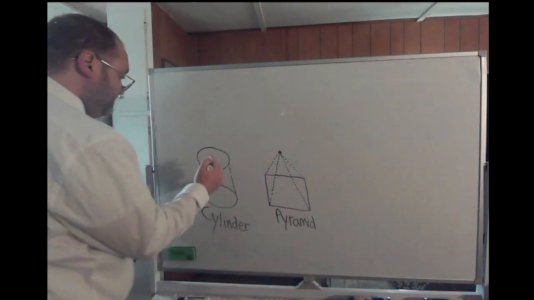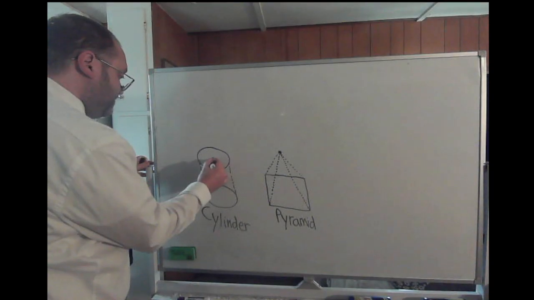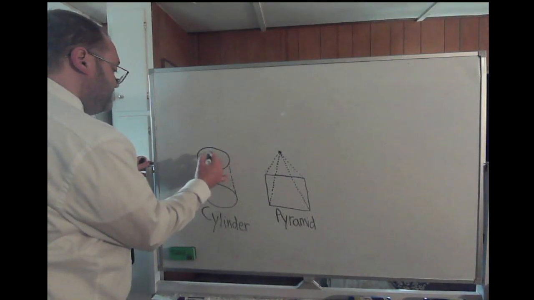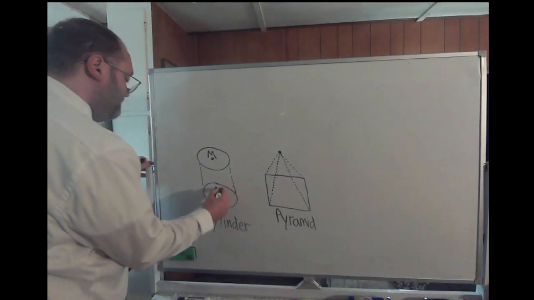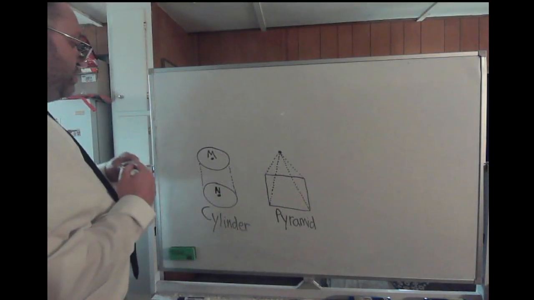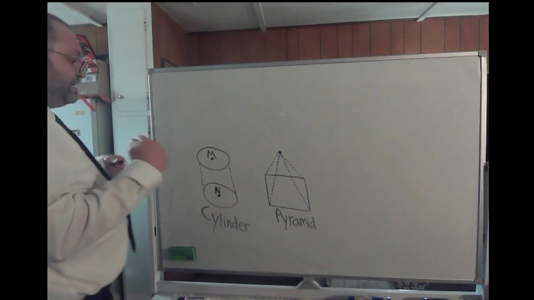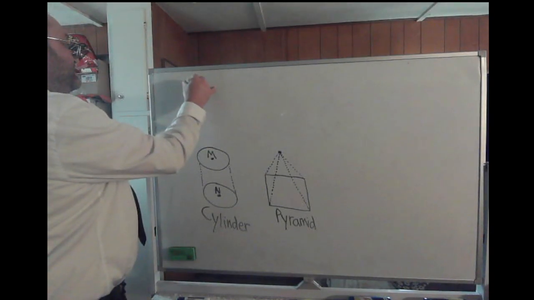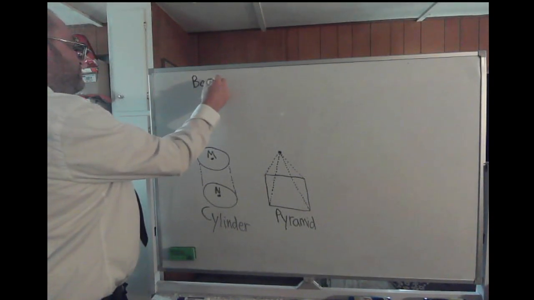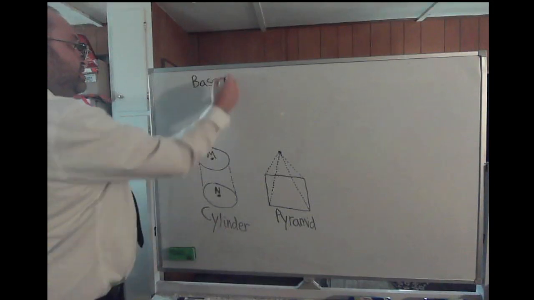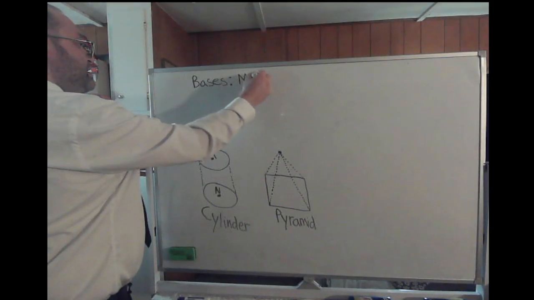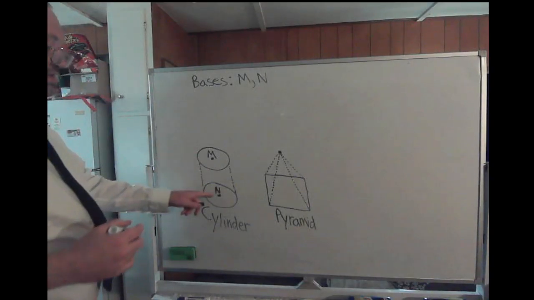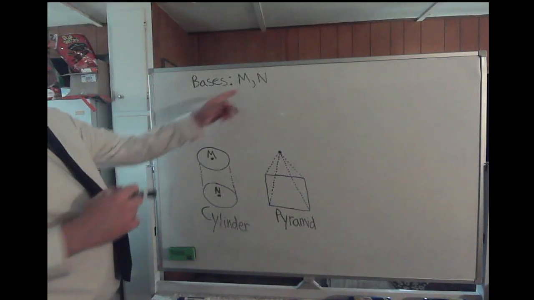Of course, for the cylinder, let's put the center of each circle. I'll name the center M, and the center of the bottom circle I'll name N. Well, let's see, your bases for the cylinder, you'll just have M and N. It'll be circle M and circle N. So bases are at M and N.